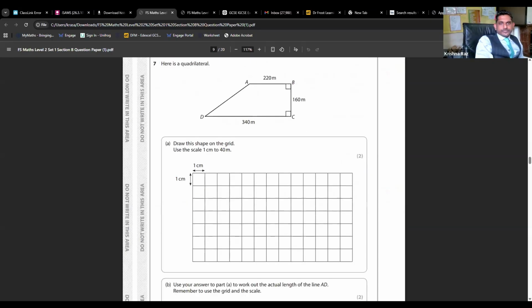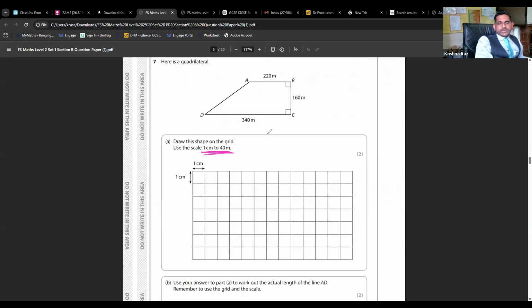Next one. Okay, so this is important. We have a scale here. So we have to divide all of these by 40. So 34 divided by 40 would be 8.5. This will be 4. And 220 divided by 40 will be 5.5. And that's then what we're going to draw on the grid. So we have a height of 4. We have a width of 8.5. So 1, 2, 3, 4, 5, 6, 7, 8.5. And then we have a top of 5.5. And then that goes down there.